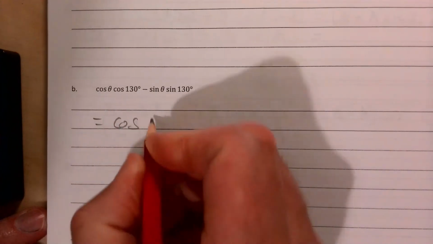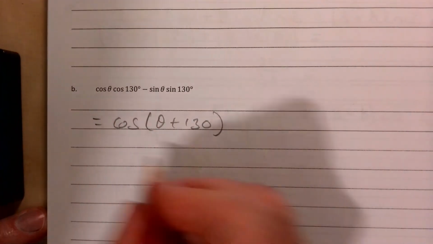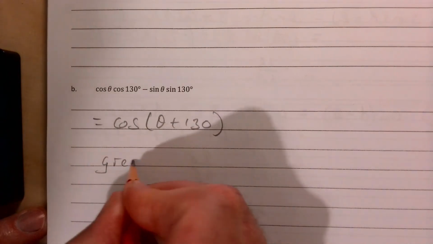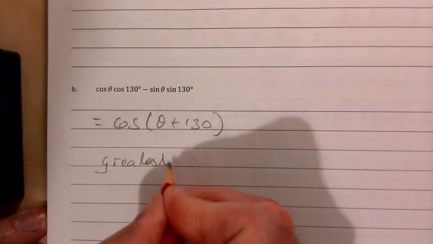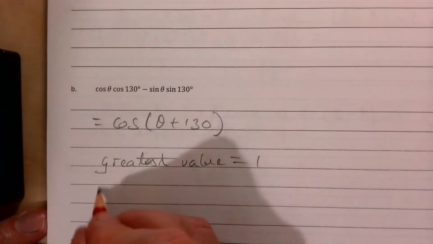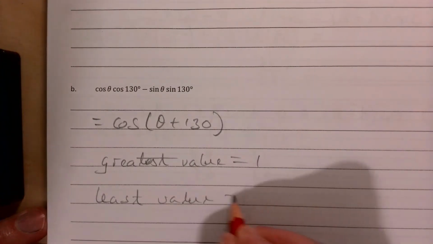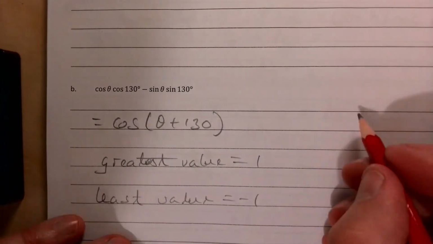Let's take a wee look at the next one. So cos is going to be similar. How do we rewrite this? We know this is going to be the same as cos of theta plus 130. Again, the greatest value you can get out of cos is 1, and the least value you can get for cos is minus 1. So let's take a look at when that's going to occur.